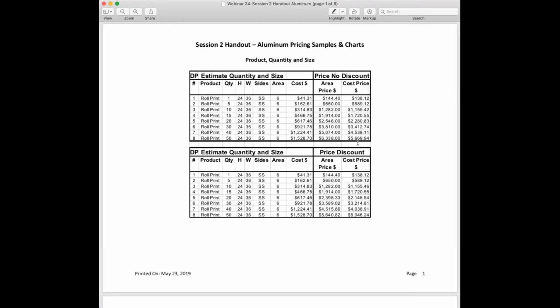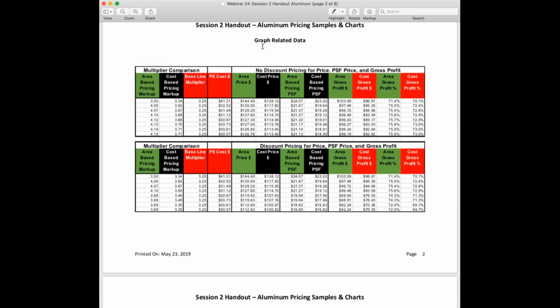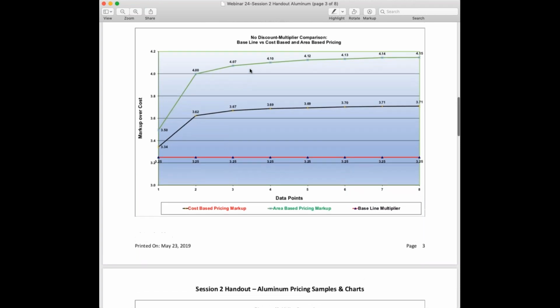All right, now this is the same concept, but with the aluminum as the example. So there's the data entry piece of it. This is the stuff that drove the creation of the graphs. And here we're seeing what the multipliers do in a no discount context, and what they do in a cost based and area based. Notice that the cost based and the area based pricing, the multipliers, and you'll see it in the per piece price too, that they flip.